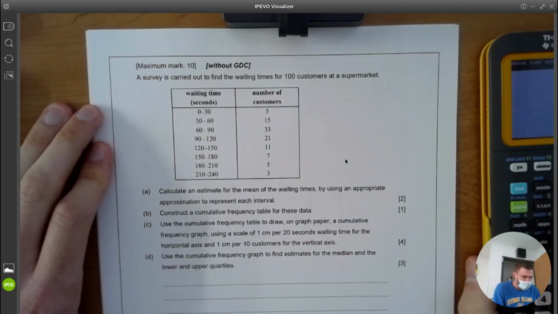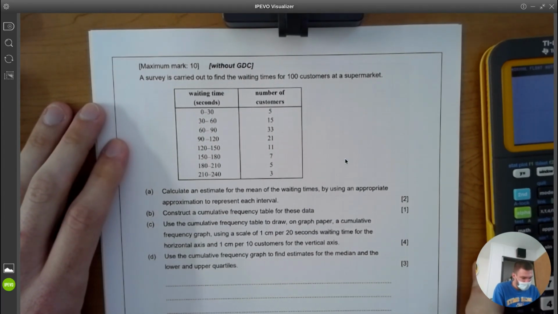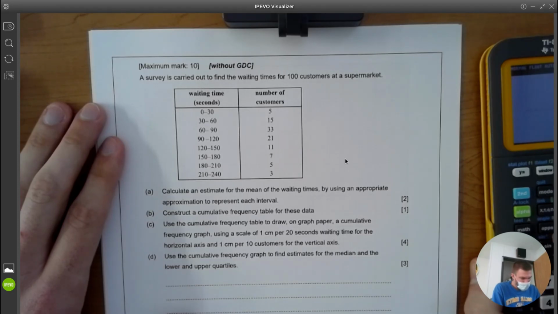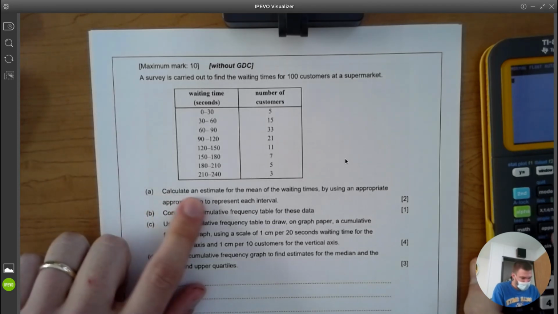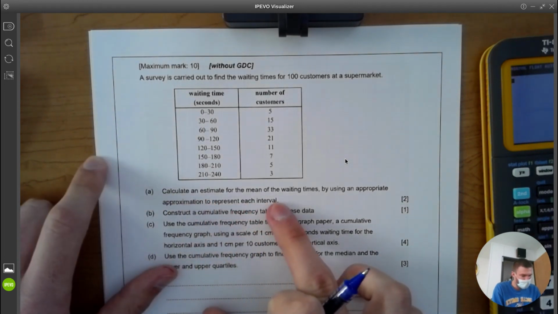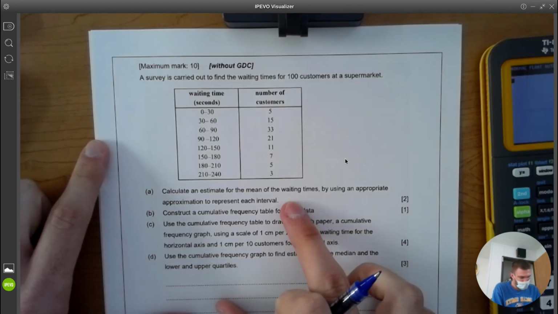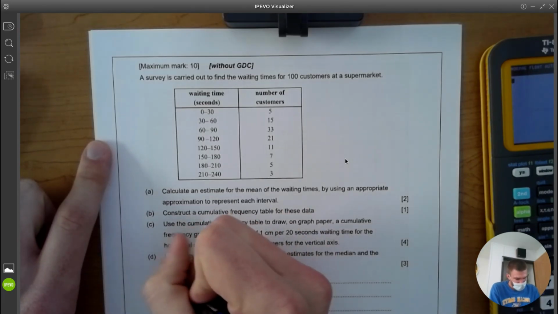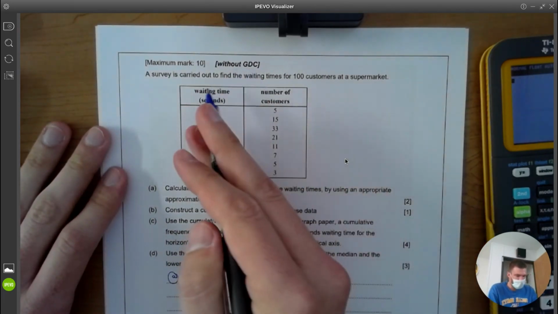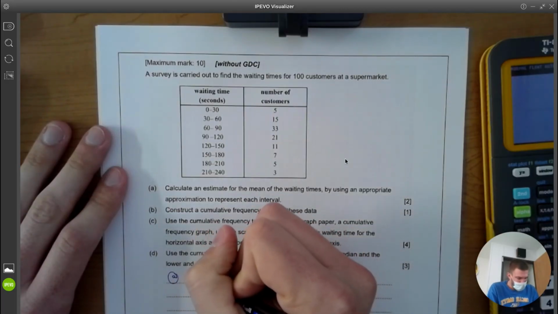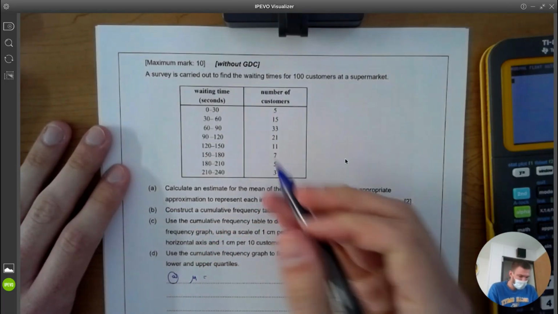All right, a survey is carried out, 100 customers. Calculate an estimate for the mean of the waiting times by using appropriate approximation to represent each interval. Calculate an estimate for the mean of the waiting times. So that sounds like we want to do, without a calculator, our average formula.